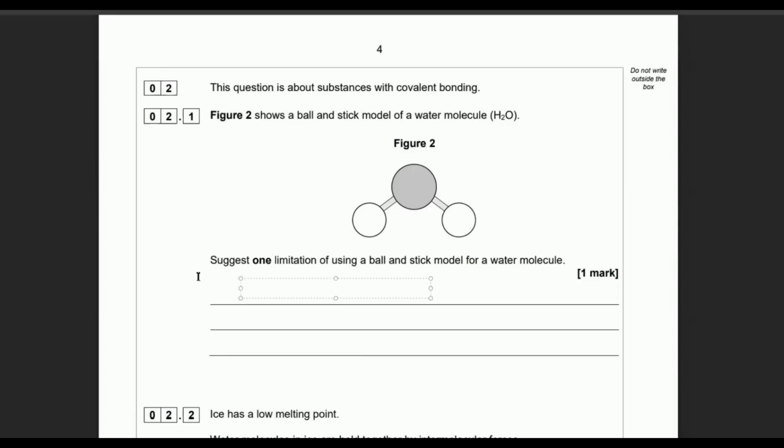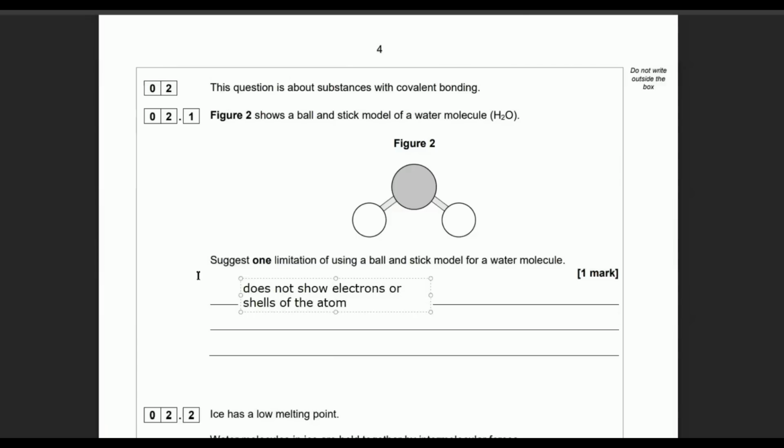What else doesn't it show? Let's have a little think. If you're thinking about real atoms, it doesn't show any electrons. It doesn't show the type of the bond. No electron shells. So I'm going to say it does not show electrons or shells of the atoms.